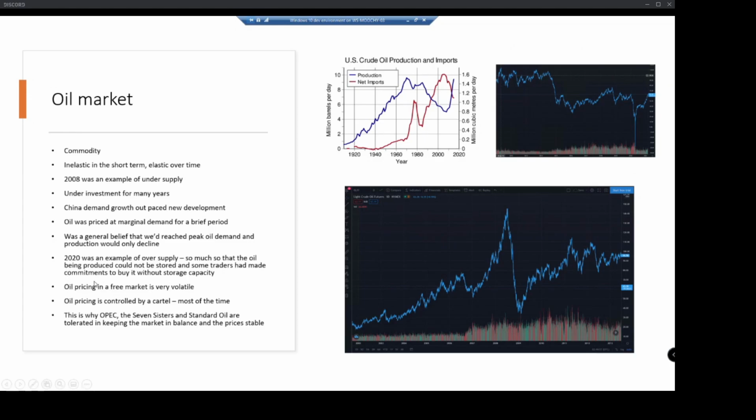And 2020 was an example of oversupply, which is this example here. There's only so much storage available for oil. So when you pump it out, it's got to go somewhere. And what happened in 2020 with COVID is there was an oversupply of about 10 million barrels a day, and that had to go somewhere. And once storage filled up, the oil guys had to shut down production, and that's what actually happened.